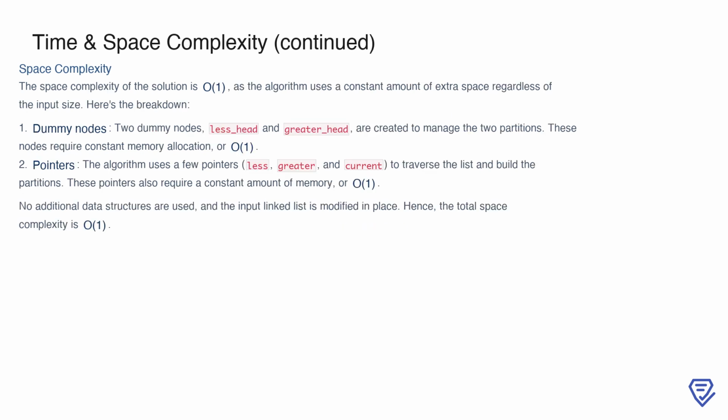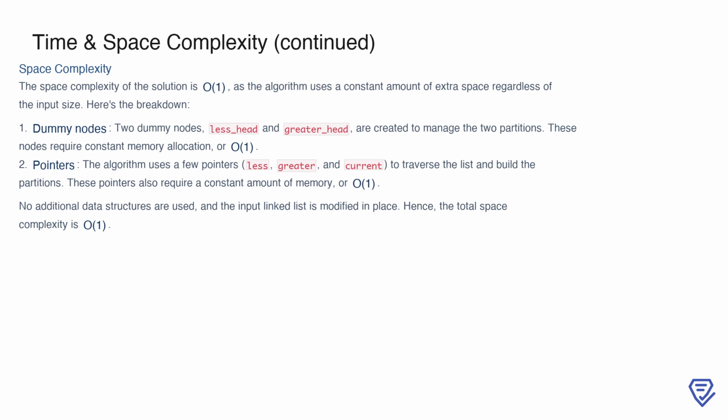The space complexity of this solution is O(1), meaning the algorithm uses a constant amount of extra space regardless of the size of the input. Let's break this down. First, we create two dummy nodes, less_head and greater_head, to manage the two partitions. These are fixed allocations, so their memory usage is constant, or O(1). Additionally, we use a few pointers, less, greater, and current, to traverse the list and link the nodes to their respective partitions. These pointers also require constant space.